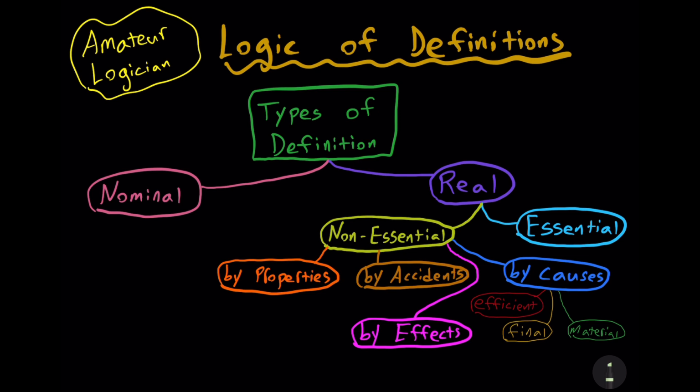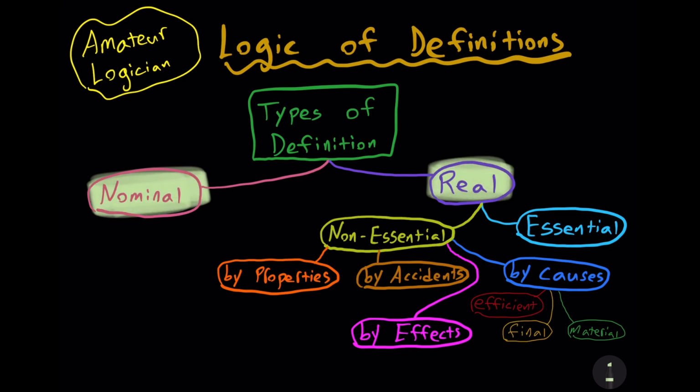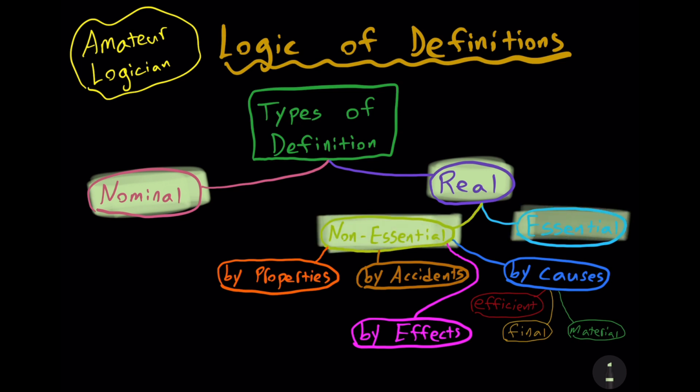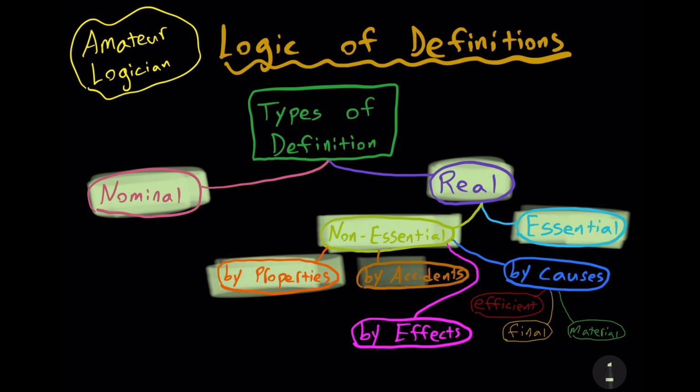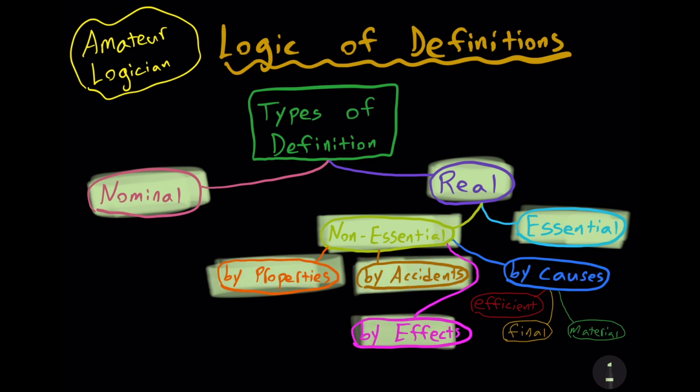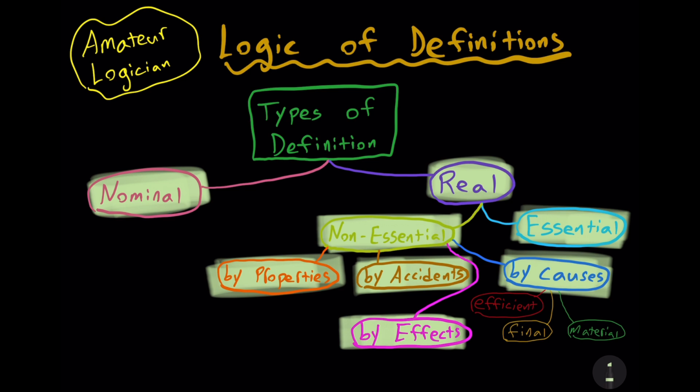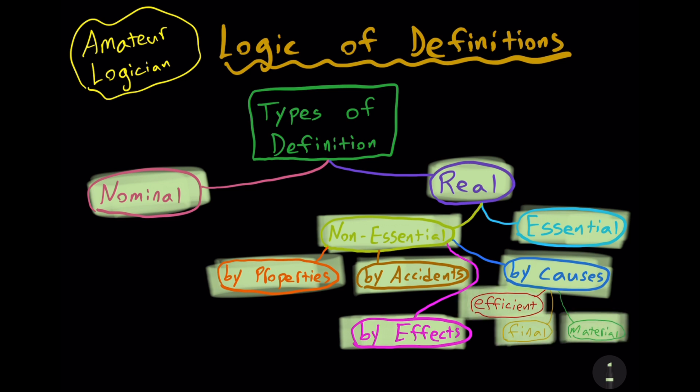We can divide this up into nominal definitions and real definitions. Within real definitions are non-essential ones and essential ones. Non-essential ones include by properties, by accidents, by effects, and by causes. And by causes include efficient, final, and material.